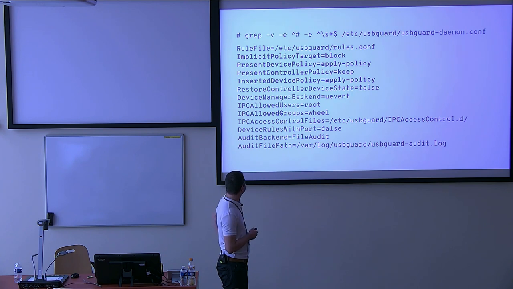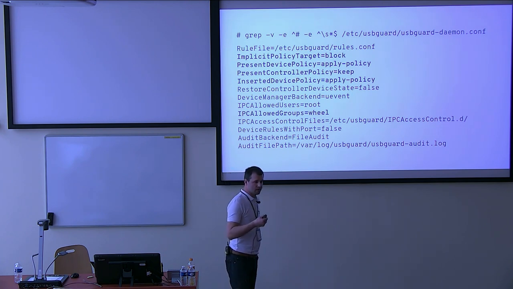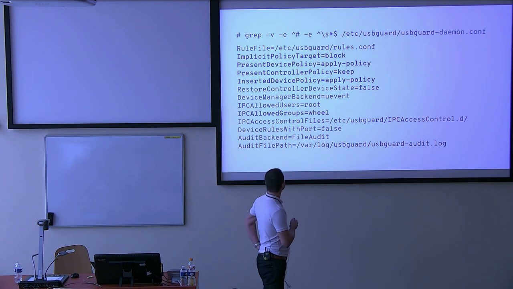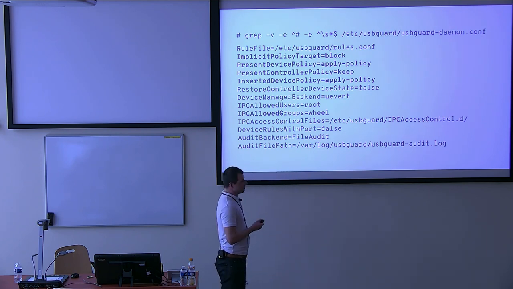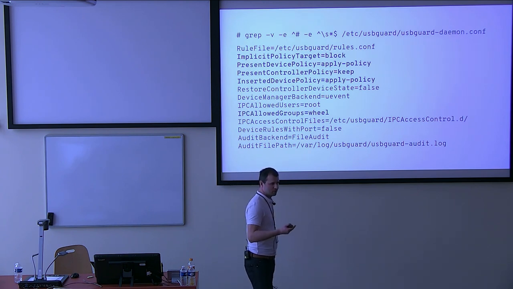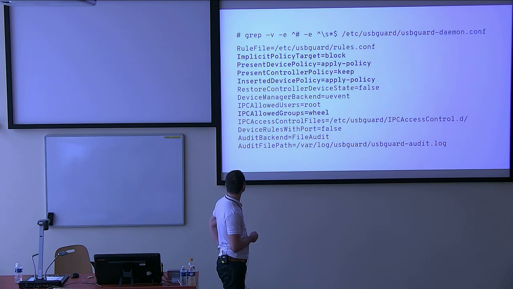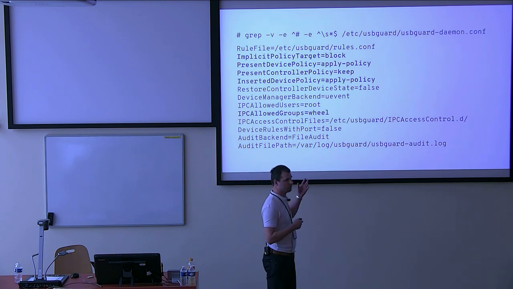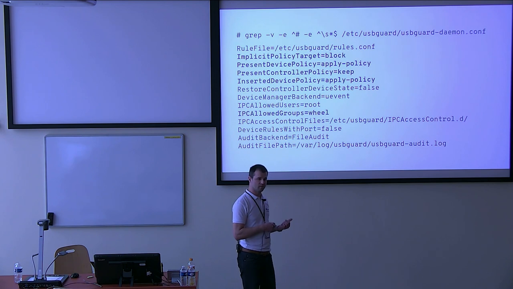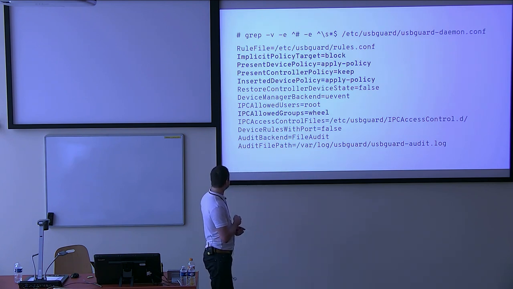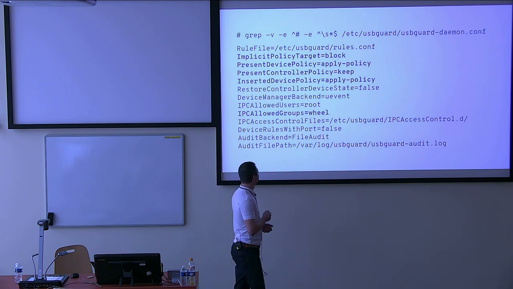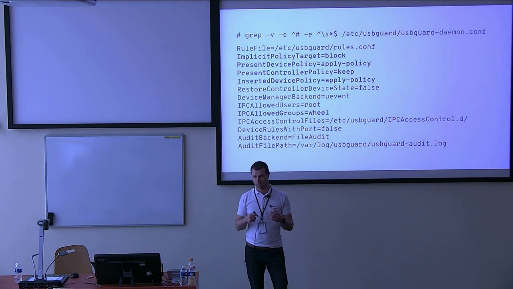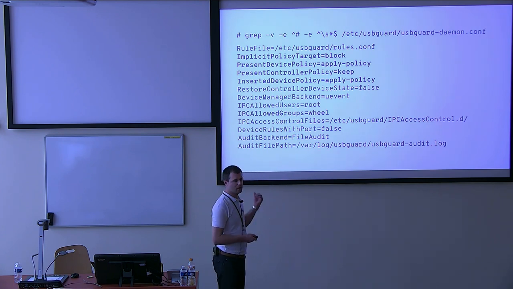Then, what to do with devices already connected to the system at the time of starting the daemon. So it applies the policy in this case. It means it will disable these devices which are not allowed. Also there is a line for the inserted devices controller. This is the state or the configuration for devices which are inserted while the daemon is running. And there's an IPC allowed groups statement which defines who can manage the USBGuard daemon over IPC.